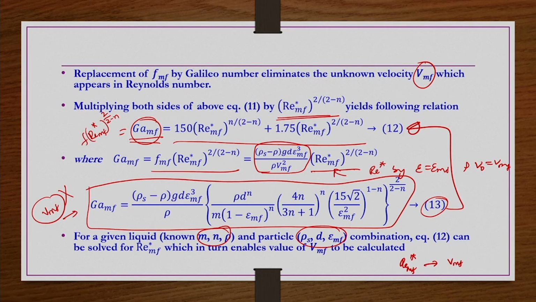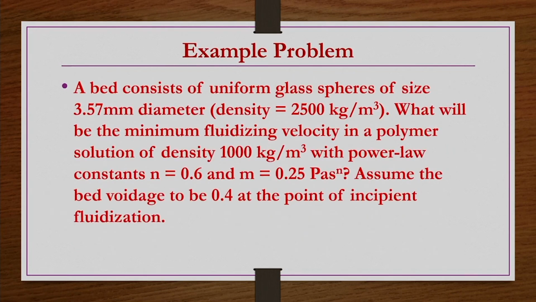Okay. We see an example problem now. A bed consists of uniform glass spheres of size 3.57 mm diameter, and the density of the particle is given. What will be the minimum fluidizing velocity in a polymer solution? The fluid density is given, and the fluid is a power law fluid with these constants. Assume the bed void is 0.4 at incipient fluidization velocity. So, this is epsilon mf that is given.